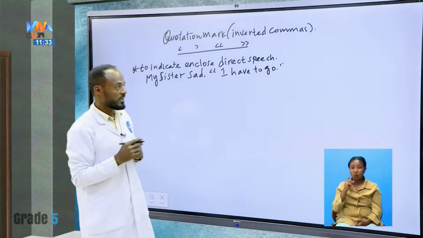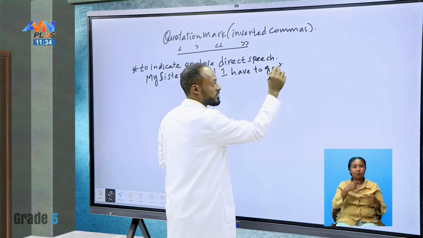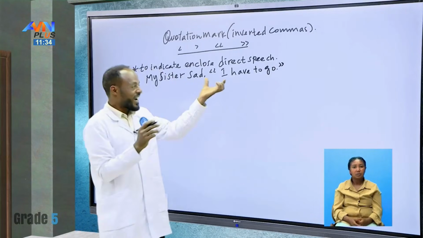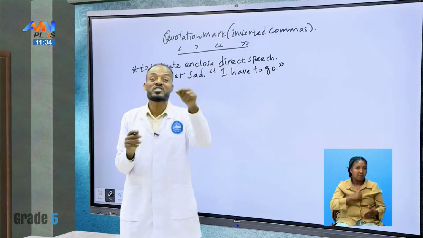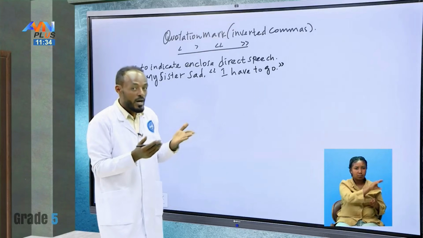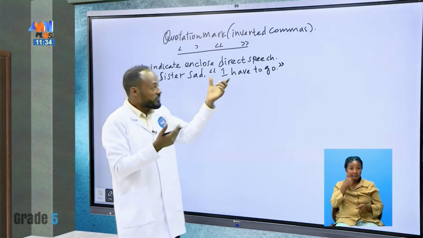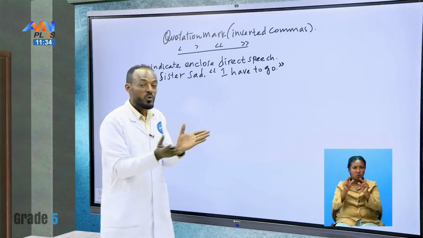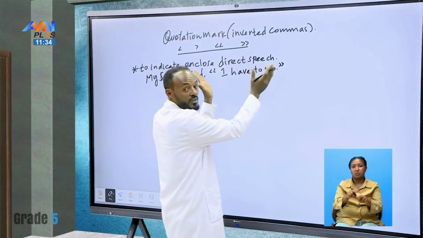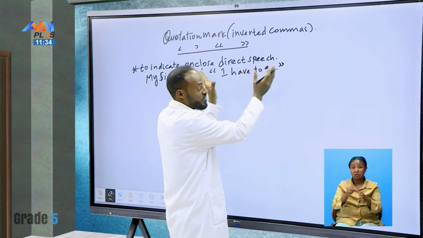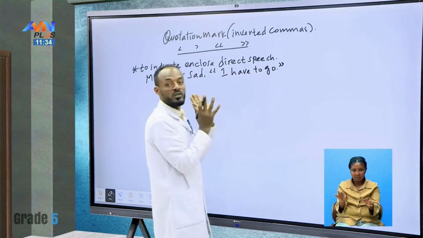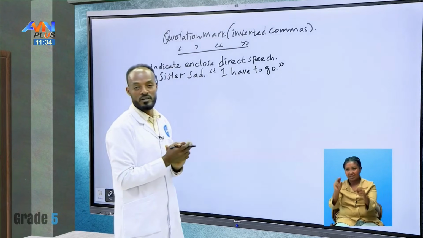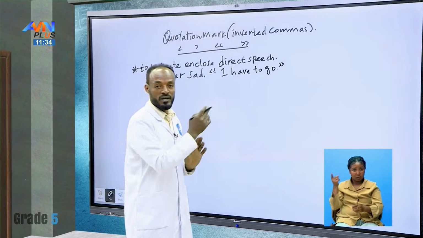Look, "I have to go." This is direct speech, what your sister said. So, my sister said, "I have to go." This is direct speech. We didn't change it. We have to put such expressions in quotation marks, in double quotation marks. Is it clear? Nice.